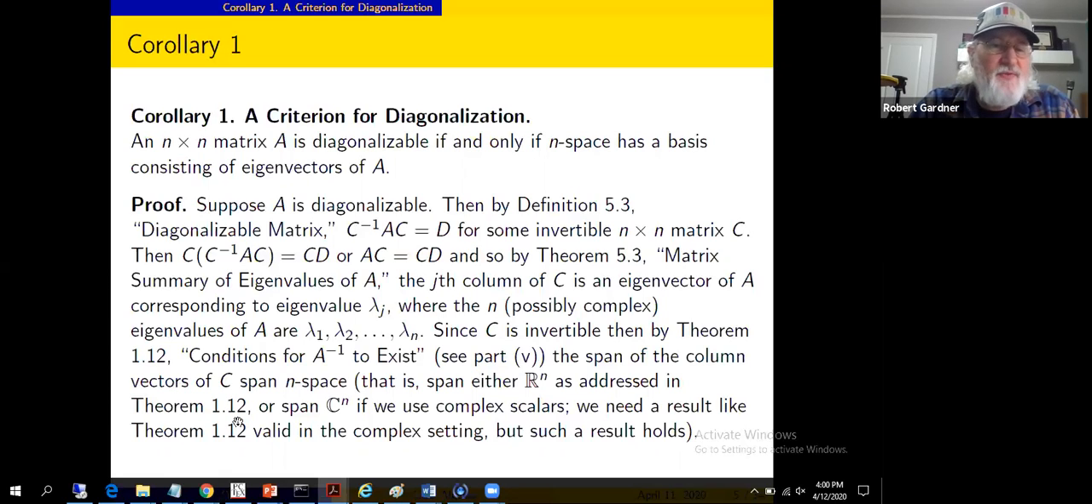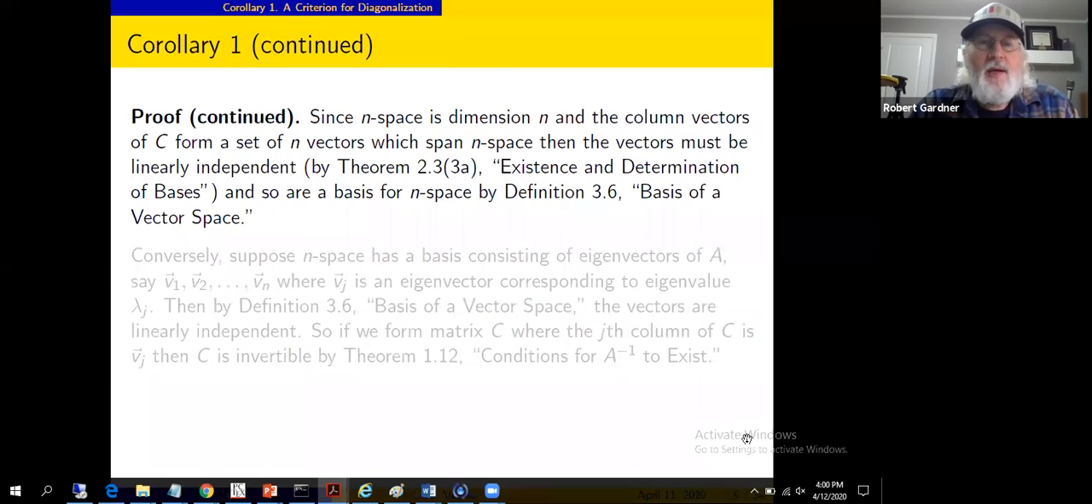We need a version of Theorem 1.12 for the complex setting. Let's let that ride, though. It's based on the fact they're both fields. R and C are both fields or something like that. Okay, so let's see. n space has dimension n.